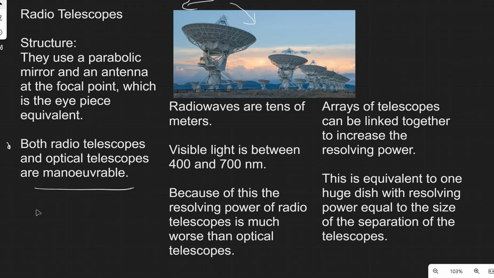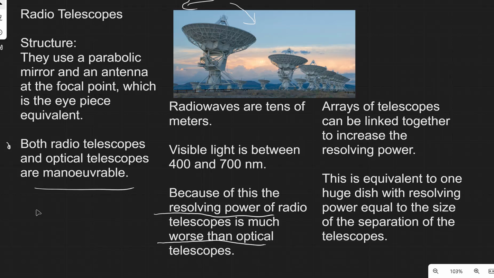Now, because of that, if you're trying to create an image with a much longer wavelength, the resolving power of a single radio telescope is going to be considerably worse than an optical telescope. However, there is a catch.